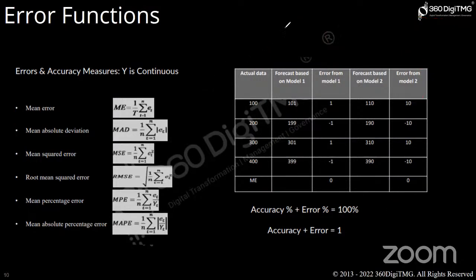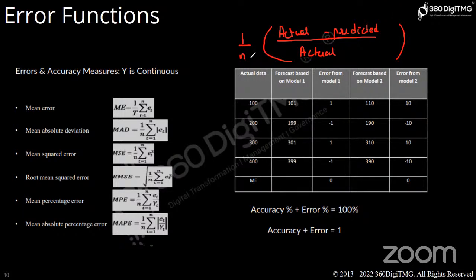And then we finally have mean percentage error. So here we are taking the actual minus the predicted value divided by the actual value. And again, this is all divided by the total number of observations.